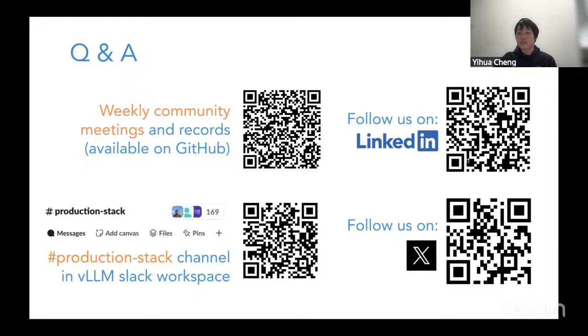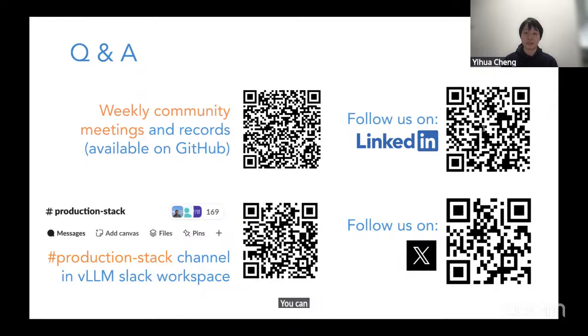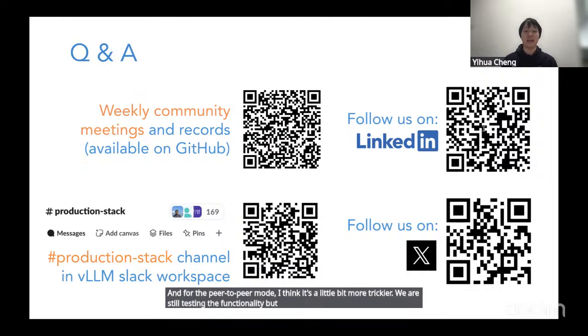Another question is whether the KV cache supports multiple producers and one or many consumers. I think it does. If you are running in KV cache pooling mode, the KV cache is stored in a remote server, and you can have as many producers of that KV cache as you want. For the peer-to-peer mode, it's a little trickier. We are still testing the functionality, but I don't see any fundamental issues blocking support for one producer and multiple consumers.